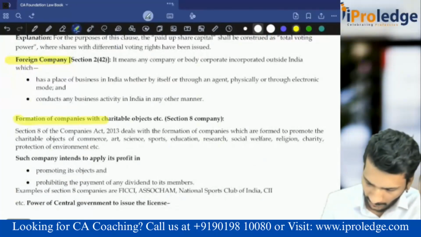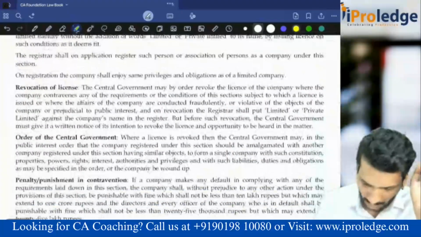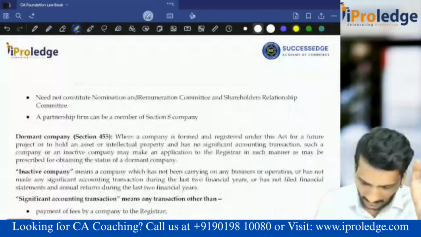Then Section 8 company is important. We will discuss it later. That's okay. It is also important.